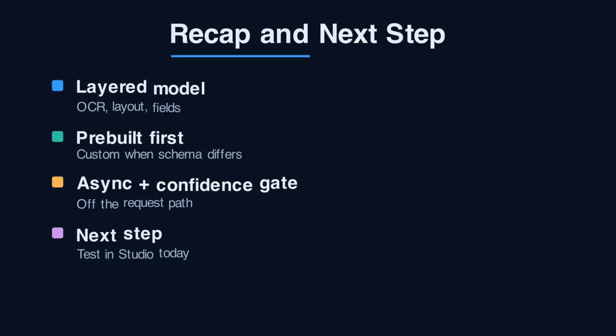Your one concrete next step. Take a real document from your domain, run it through the pre-built layout model in the Document Intelligence Studio, and inspect the JSON. That 5-minute experiment tells you immediately whether a pre-built model is enough or you need to train. And always check the current Azure docs, since models and pricing change often.